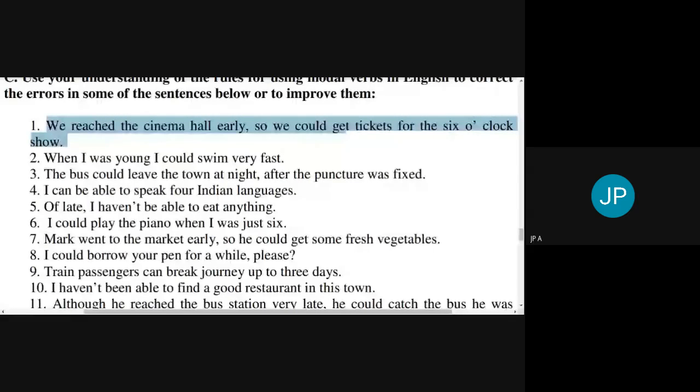Next one, that is the sixth one, doesn't have any error. It is about past ability. Past ability indicating could be used. There is no mistake. I could play the piano when I was just 6. So that is a correct usage. Seventh one has an error.